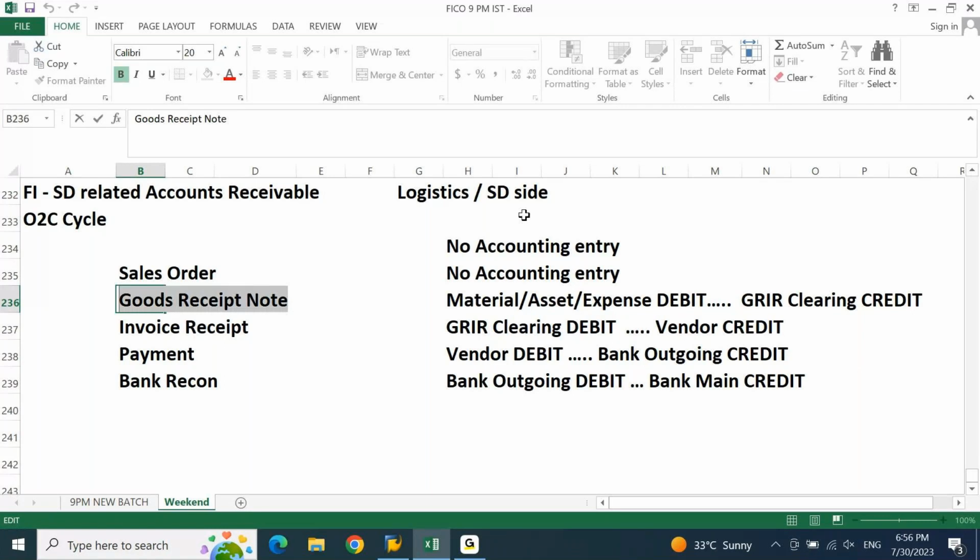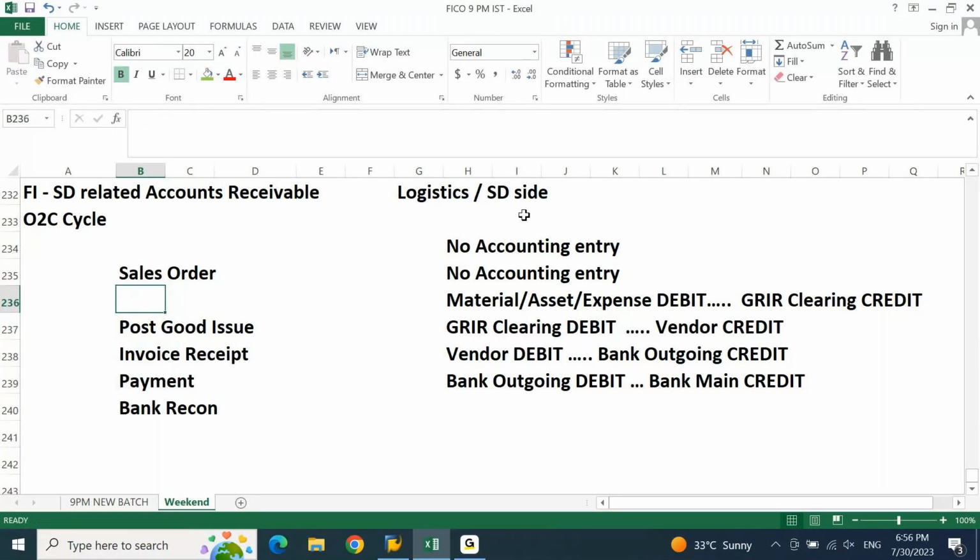So here I will be writing post goods issue. And before post goods issue, I will be having delivery. Sales order followed by the sales delivery and then the post goods issue. Next one, customer invoice is nothing but billing. Payment, bank reconciliation is as usual. These are the stages that you will be following when it comes to sales cycle.